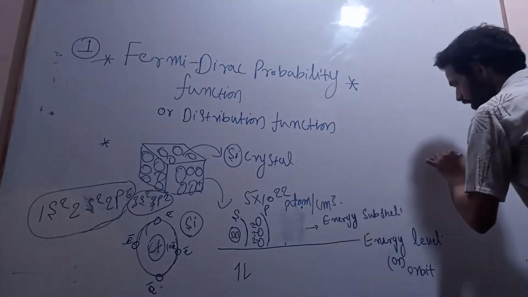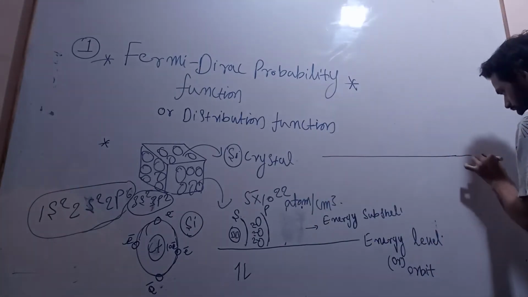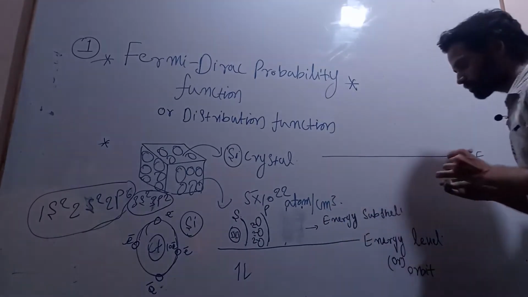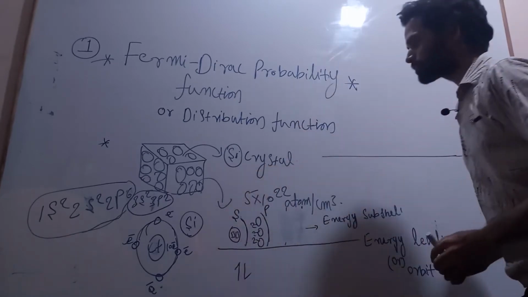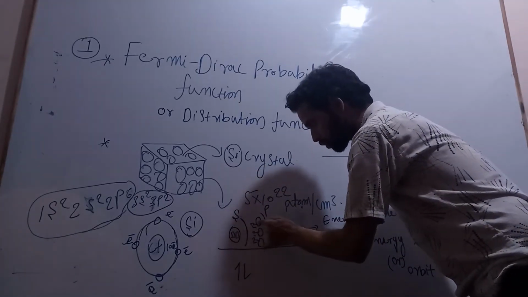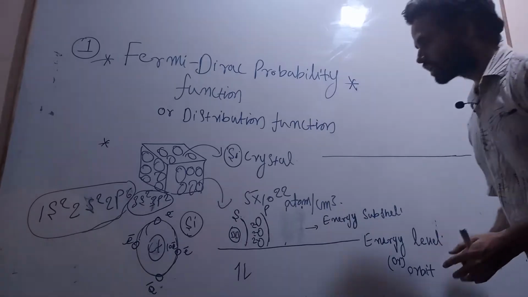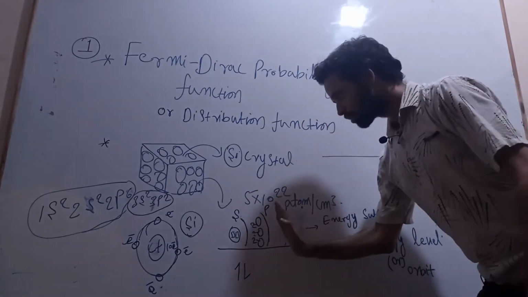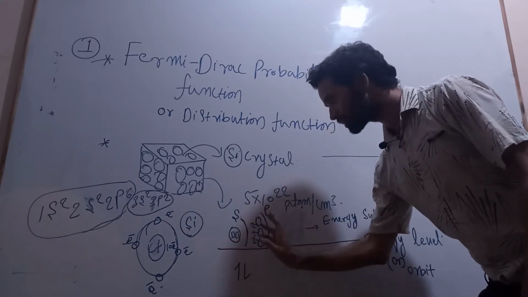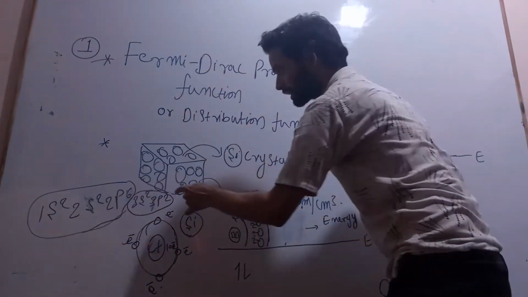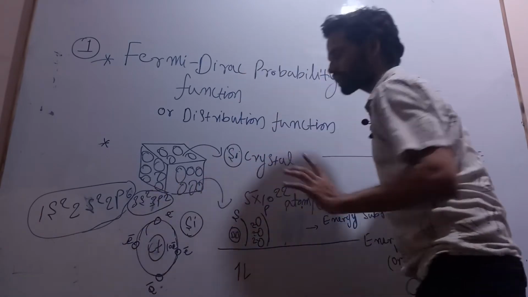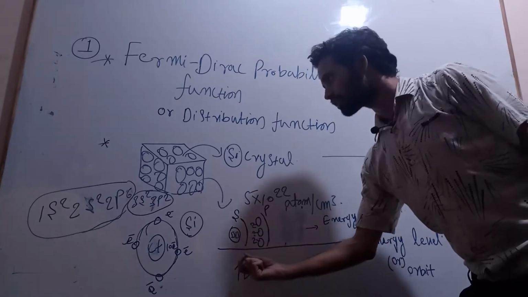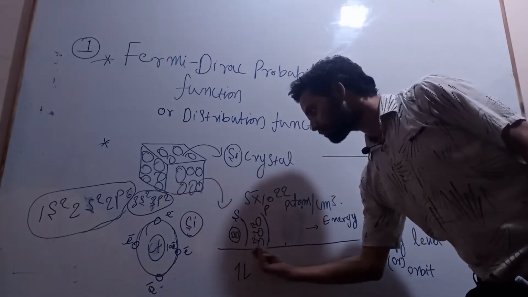Now if you see overall, this is my energy level. Inside this energy level, how many quantum states are there? See here, one orbital, two orbitals, three, four. Total four orbitals. Every orbital has two quantum states. So total quantum states: eight. But the electrons are how many? Four electrons. Out of eight quantum states, four quantum states are occupied by an electron.